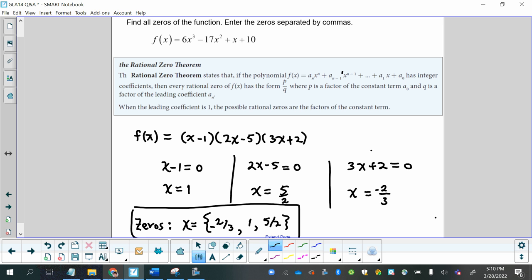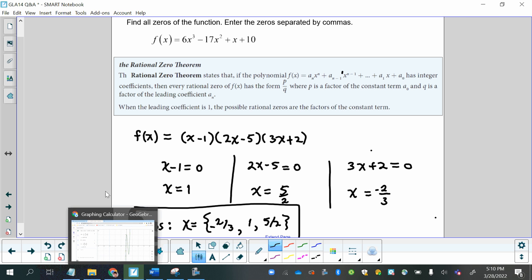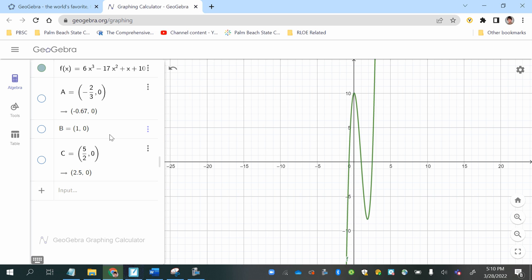But let's look at how this connects to something a little more meaningful. So here is the function graphed, and you can see what it looks like, degree 3. It's got the low end over here to the left and the high end going towards positive infinity upwards towards the right. And there's three places that it crosses the x-axis, showing that there are three real zeros to this function. And when I took each one of the x values, I just found negative 2/3, comma, 0 for y.